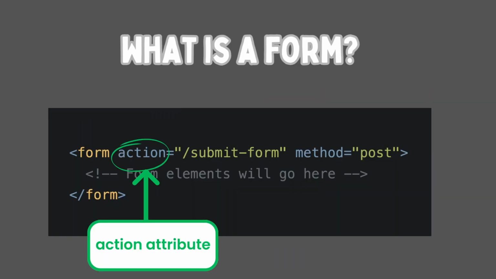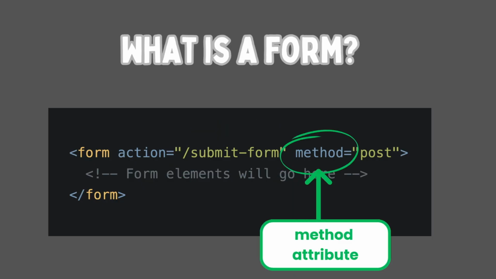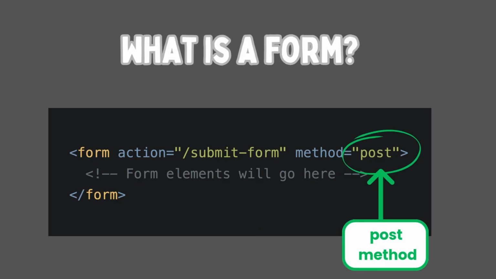The action attribute specifies where the form data will be sent. Here, it's set to submit form, which could be a URL where the data gets processed. The method attribute tells the browser how to send the data. The 2 main methods are post for secure data and get for retrieving data.